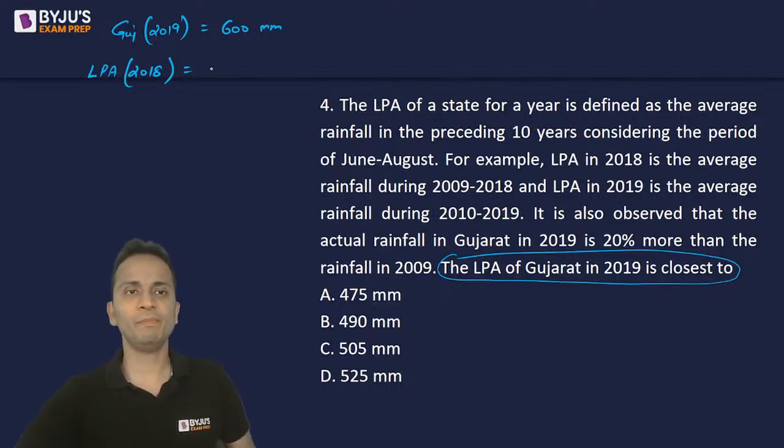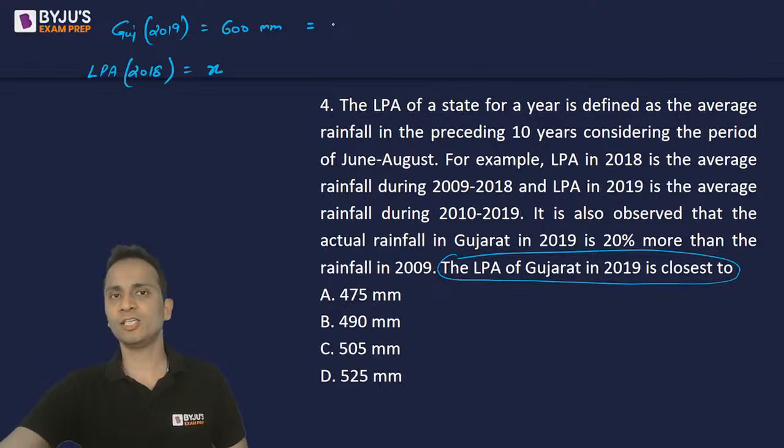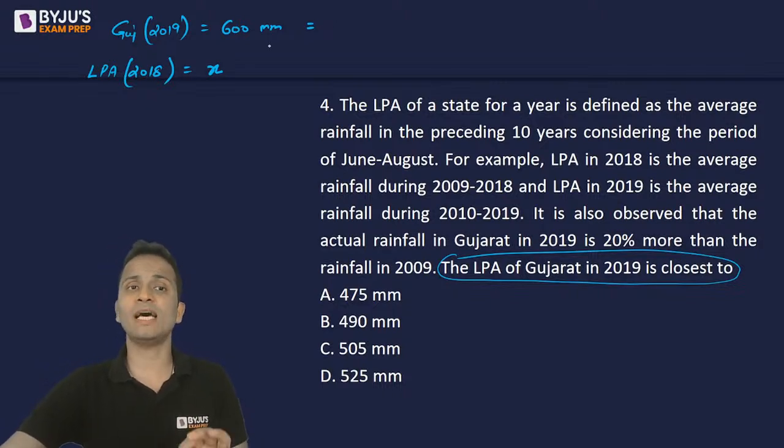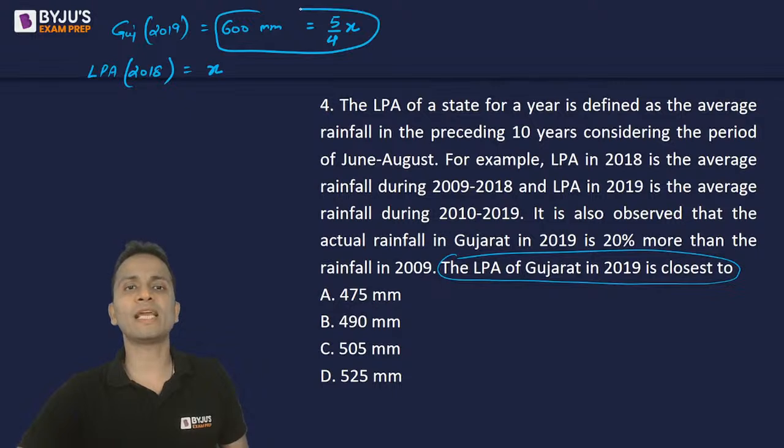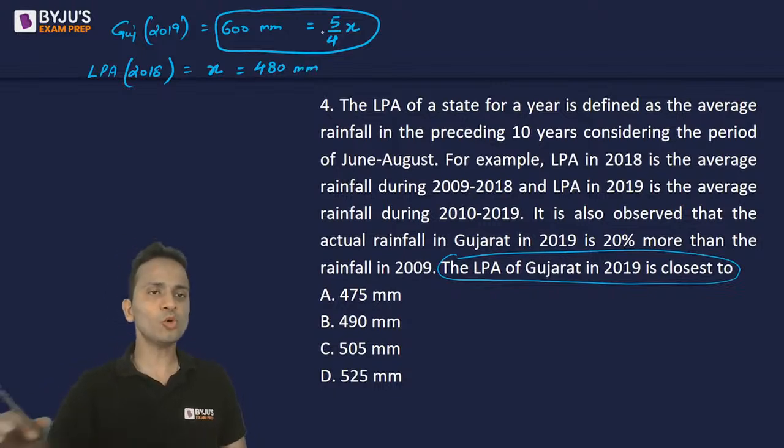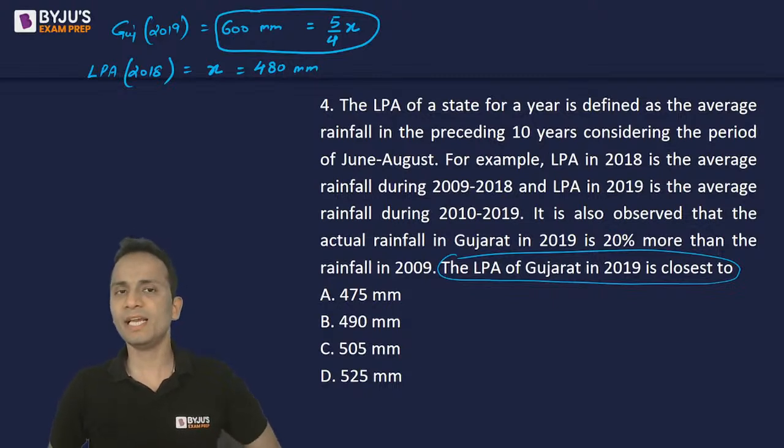ठीक है, so LPA of 2018, if I'll consider it as X, so I can say that the rainfall of 2019 is 25% more than X. So that means it is 5 by 4 of X. Now equating these two, I can find out the value of X. So the value of X comes out to be 600 divided by 5, that is 120. 120 multiplied by 4 is 480. So LPA of 2018 is 480 mm.